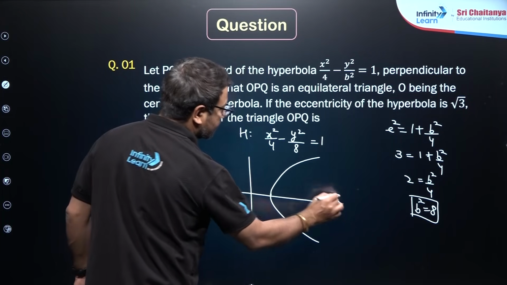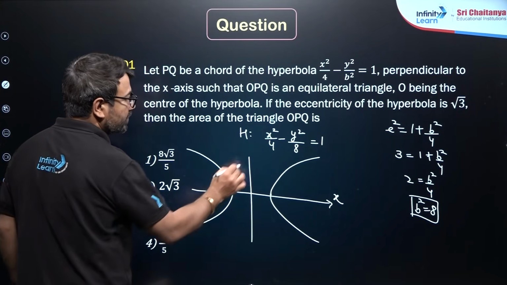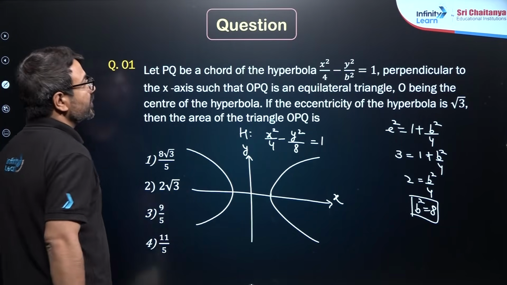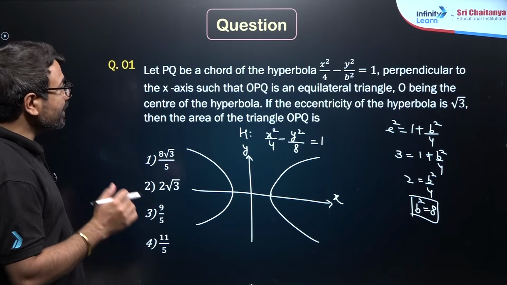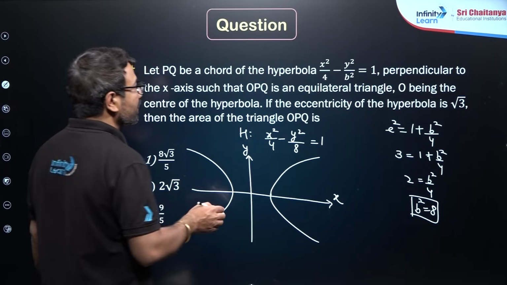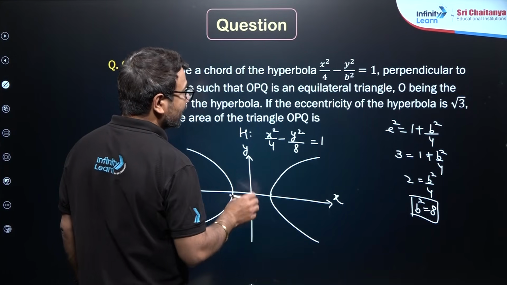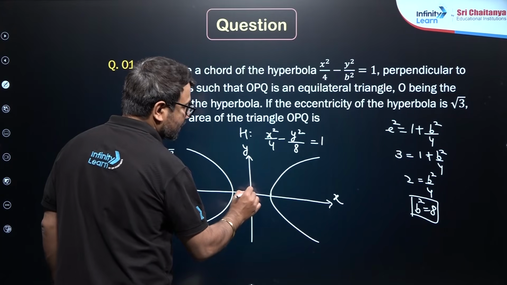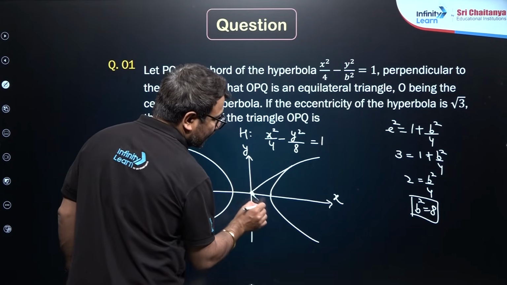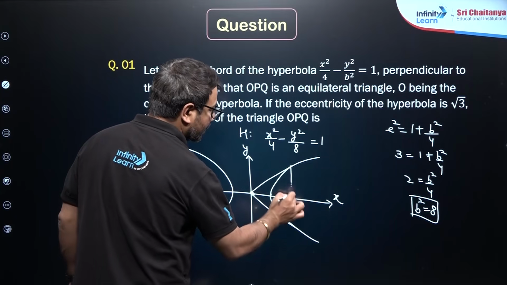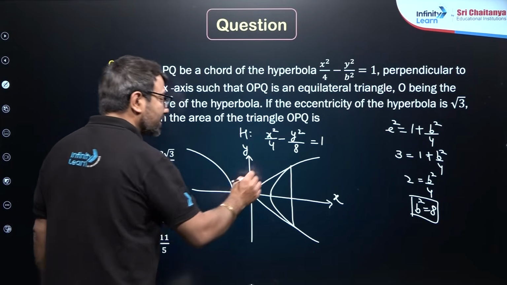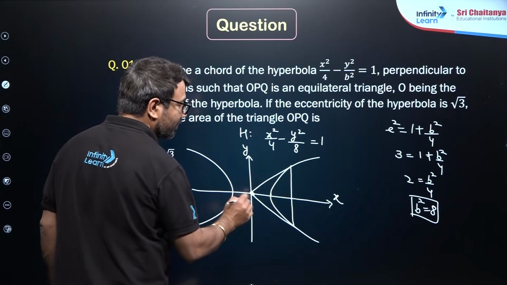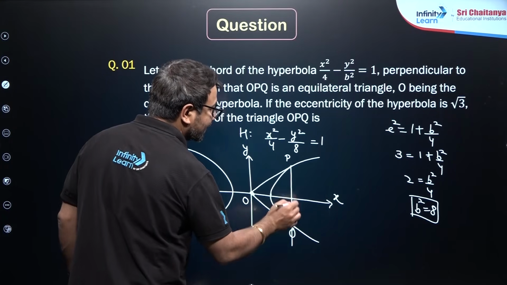This is the x-axis, my dear students, and this one is the y-axis. So let PQ be a chord of this hyperbola which is perpendicular to the x-axis and forms the equilateral triangle, where O is the center. So let's say this is the equilateral triangle being formed, OPQ, and here there is a 90 degree angle.